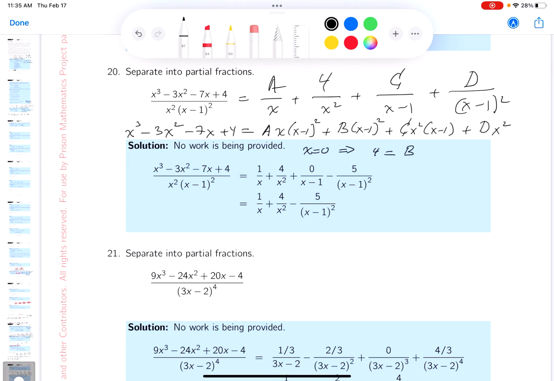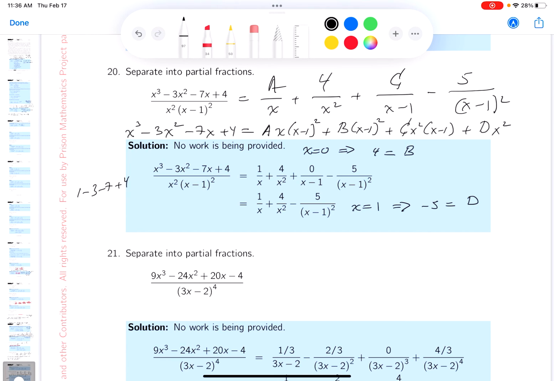Well, another easy choice would be x equals 1. Right, what do you get over there? Well, 1 minus 3 minus 7 plus 4. Let's see if I can do that. 1 minus 3 is minus 2, minus 9, minus 5. And then if I chose 1, the first 3 terms disappear. And then what do you get? You get D. What's D? D is minus 5. What do I do up here? Erase the D. Oops, erase that too. And put down minus 5.